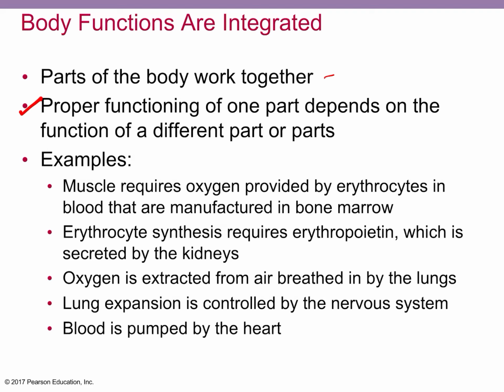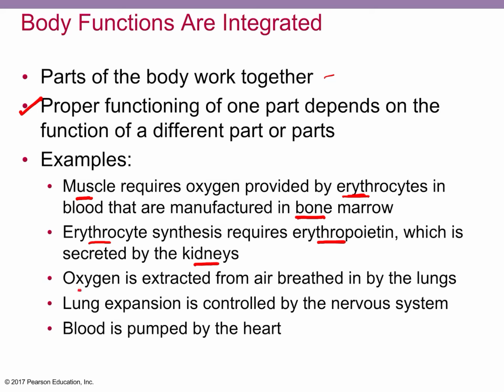Your muscles work on oxygen, right? So oxygen is provided by your red blood cells with your cardiovascular system. Your red blood cells are manufactured in the bone marrow. So there's your skeletal system, right? So your muscular system, the cardiovascular system, and the skeletal system are intimately tied together. They rely on each other. Red blood cell synthesis requires erythropoietin, which is a hormone secreted by the kidneys. So there is our urinary system.